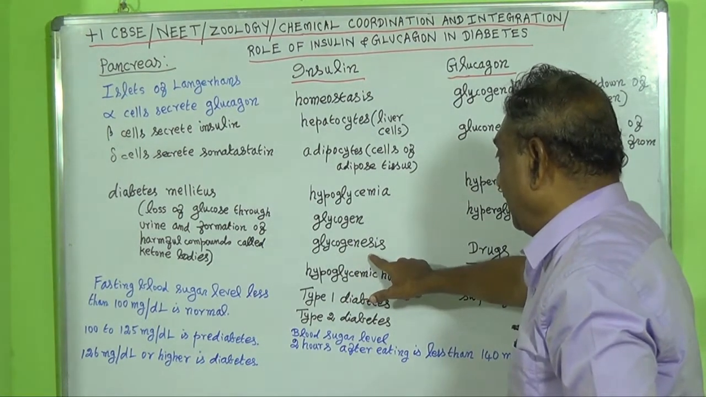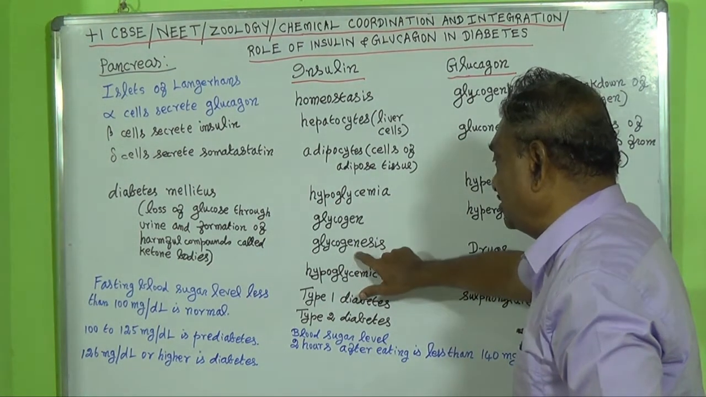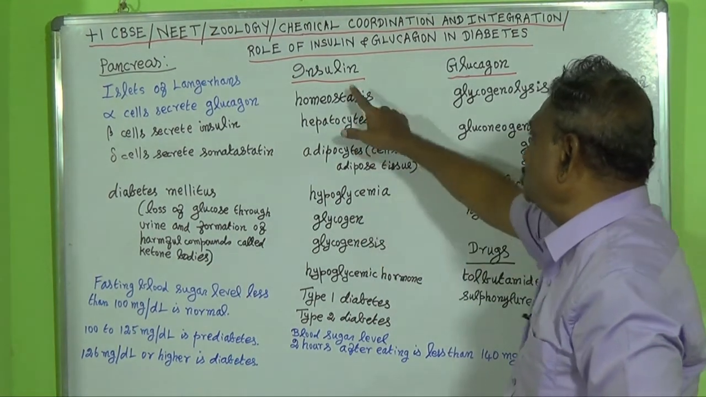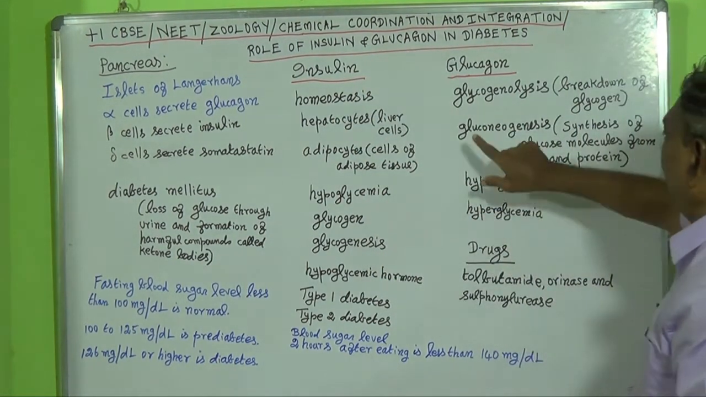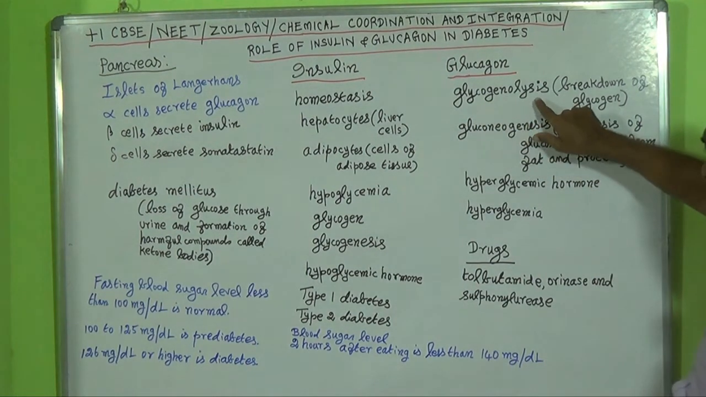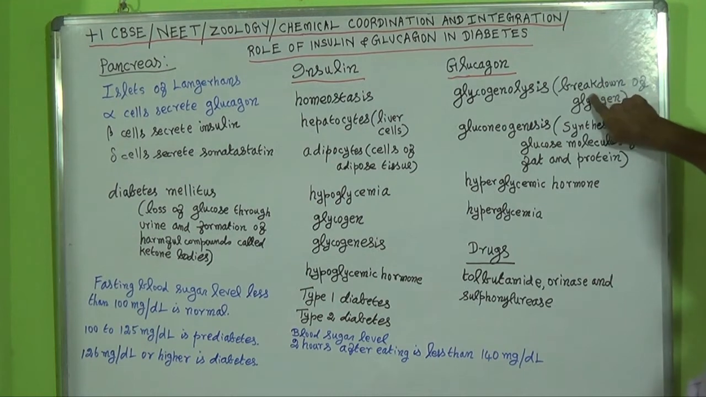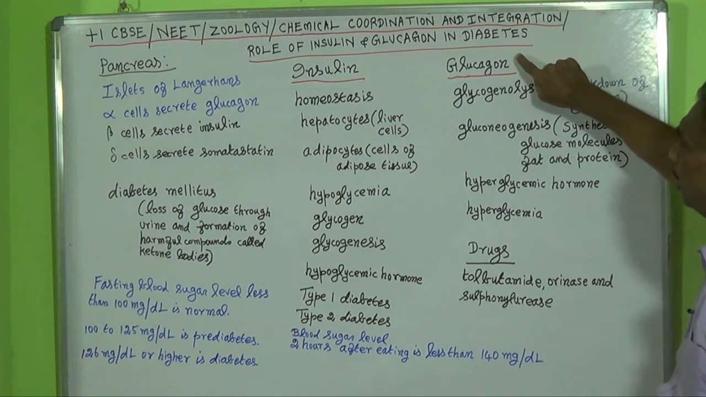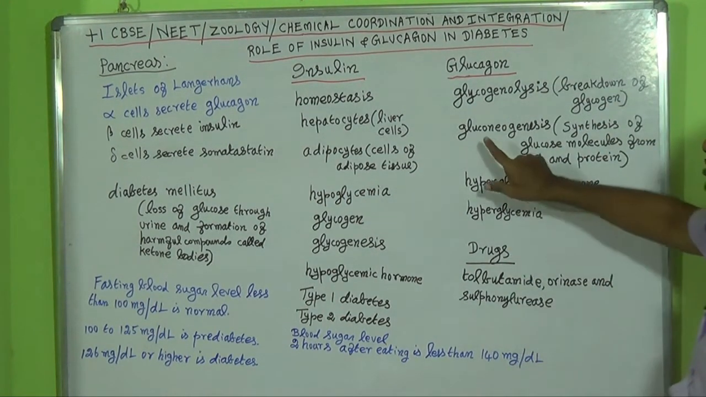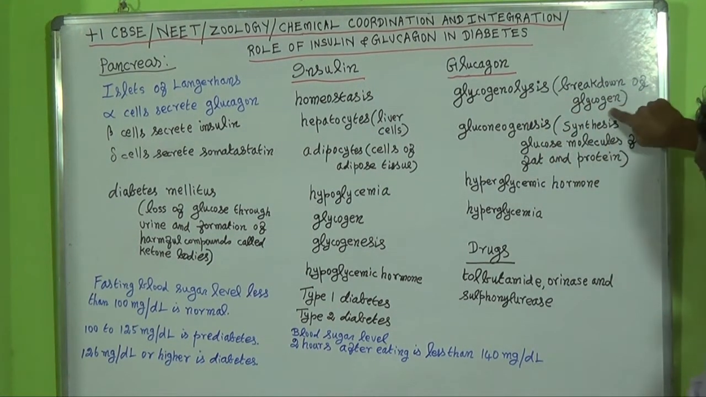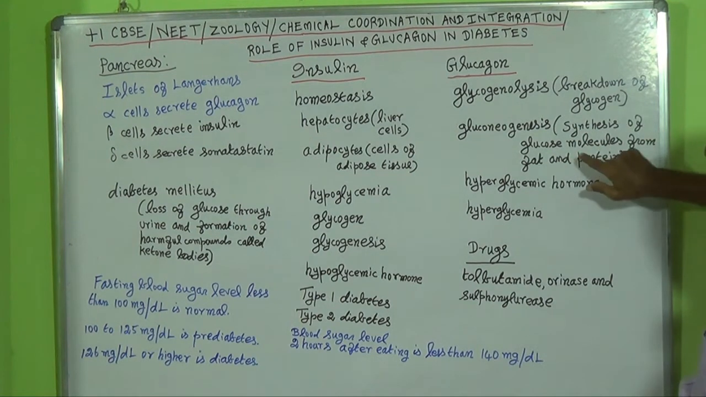Glycogenesis. In the process of glycogenesis, glucose is converted into glycogen by the insulin hormone. In the case of glycogenolysis, the glycogen is converted into glucose by the glucagon hormone. In the case of gluconeogenesis, glucose is synthesized from fat and proteins.